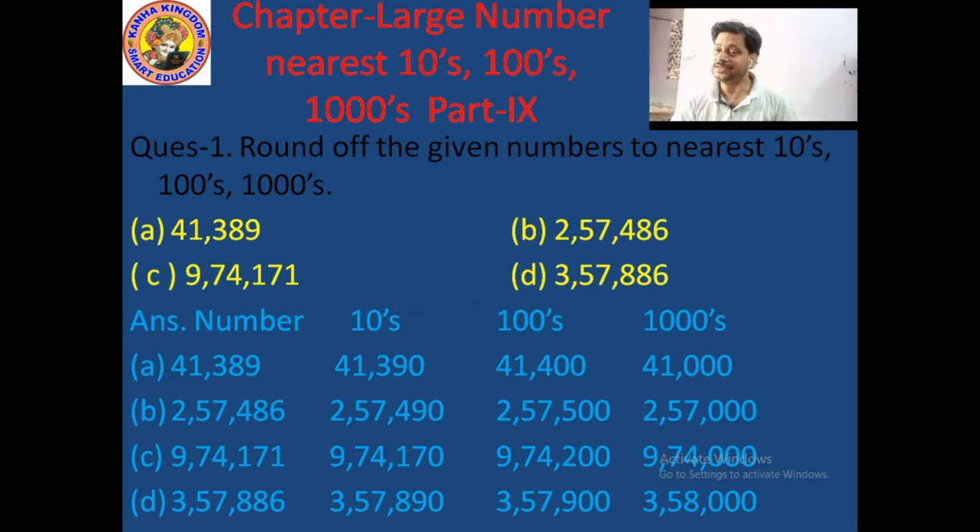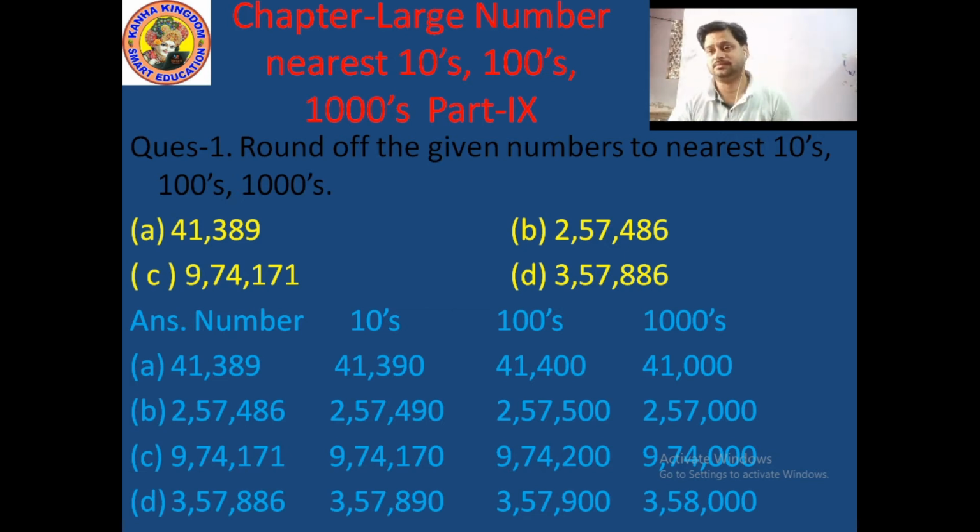So what is the rule in nearest 10? In nearest 10, we check two places. Which two places? Ones place and tens place. See, in nearest 10 we check only the ones place and tens place. Okay, now go back to the question. The question is 41,389.